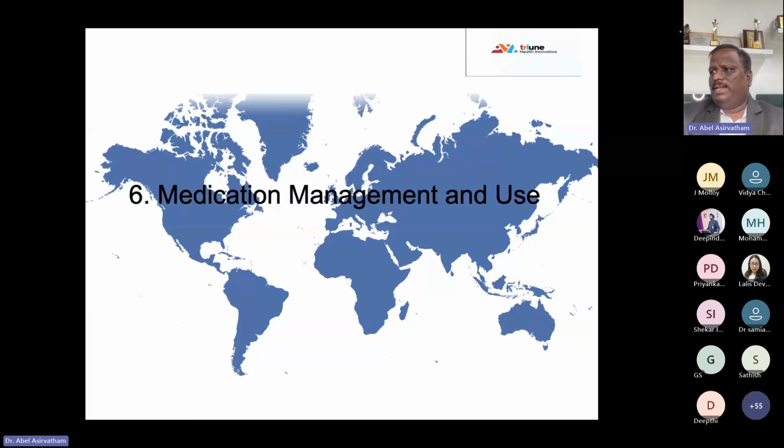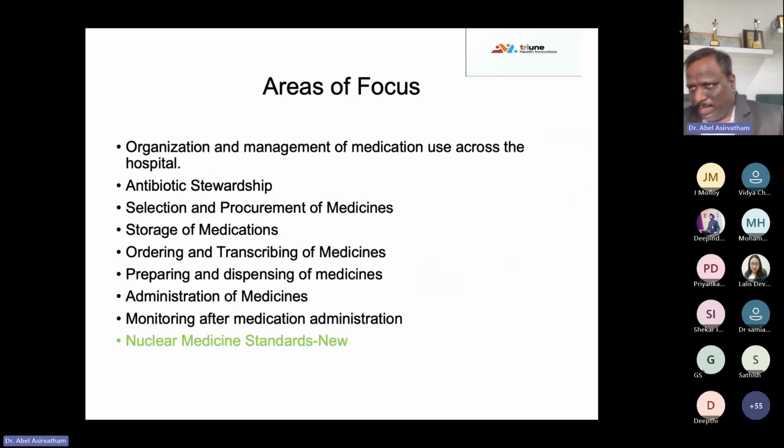So the next chapter is medication management and use. The areas of focus will be organization management and medications across the hospital. It talks about antibiotic stewardship, selection and procurement of medicines, storage of medications, ordering and transcription of medicines, preparing and dispensing of medicines, administration of medicines, monitoring after medication administration. Nuclear medicine standards come here also, it's new.